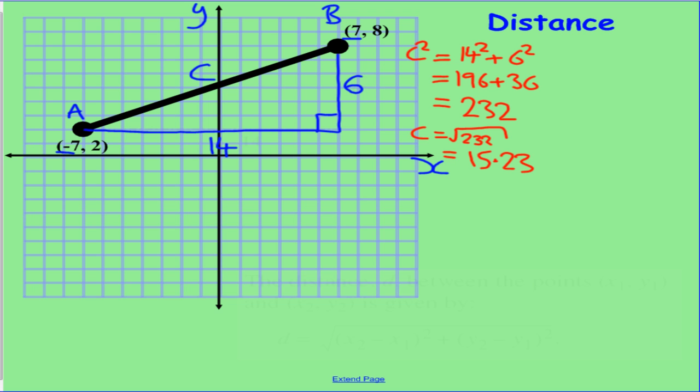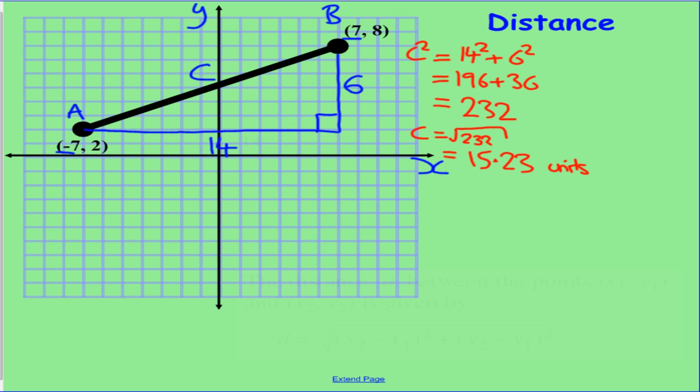15.23, roughly. Now, because we weren't given any units on this question, we don't know if it's centimetres or metres or what kind of measurement we're working with, so we're going to say in our answer that it is 15.23 units long. If ever in doubt, you write units.